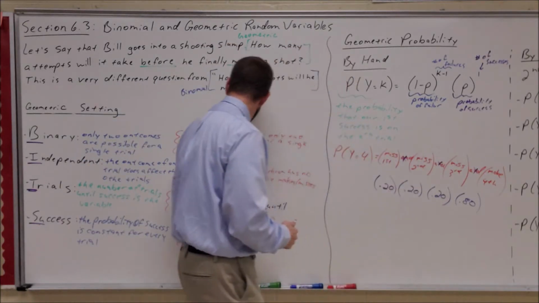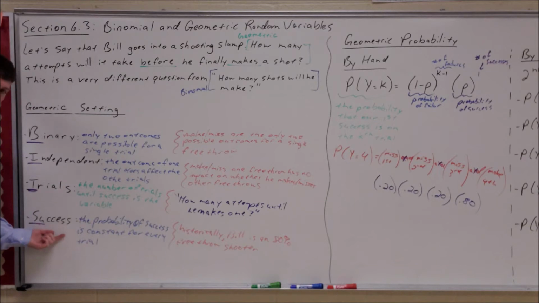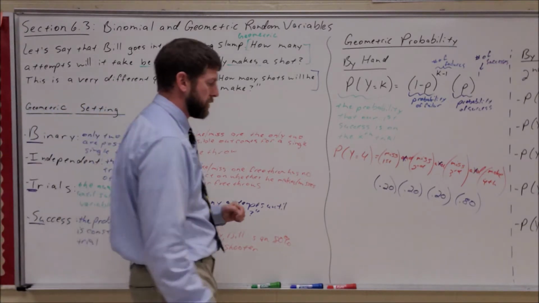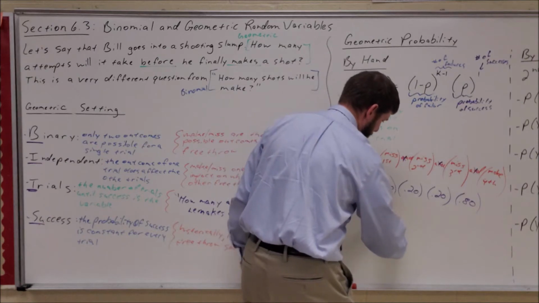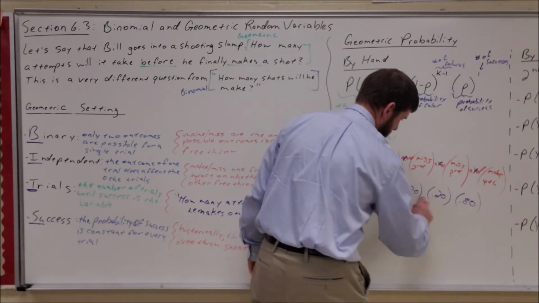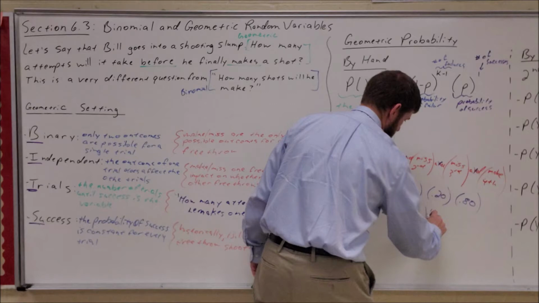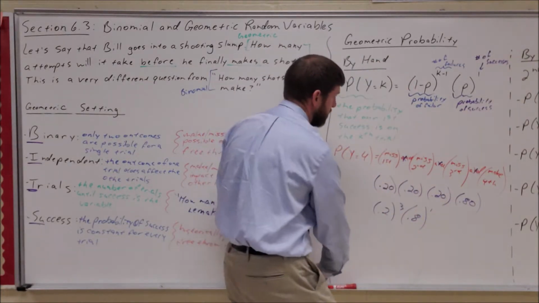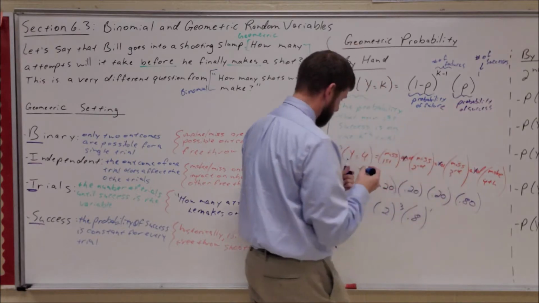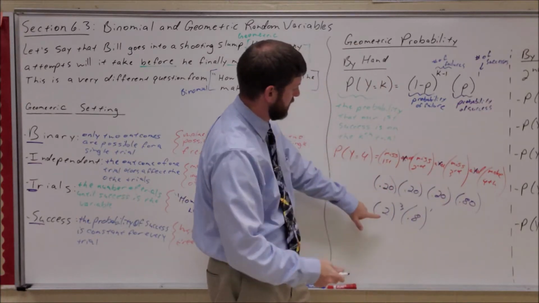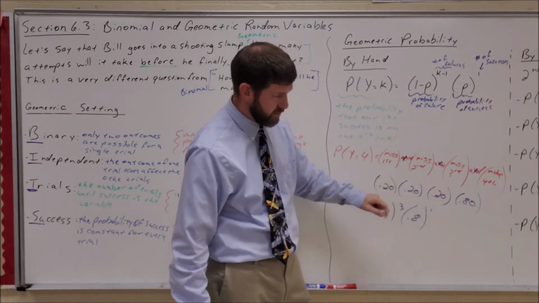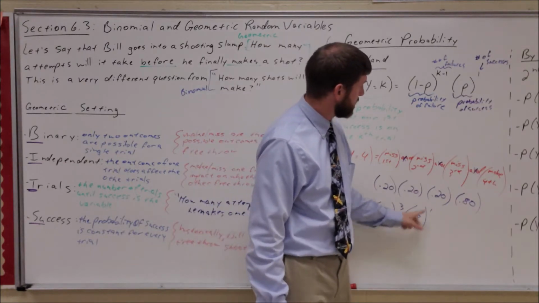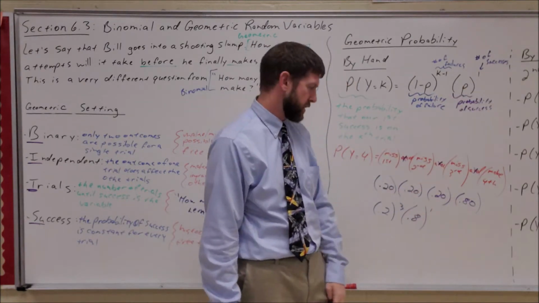Remember, they're independent. That was a key feature right there. You have the same probability of success on every single one of them because they're independent. So what do we end up with? 0.2 to the third times 0.8 to the first. Probability of failure, with an E, raised to the number of failures, missed it 3 times. Probability of success raised to the number of successes.